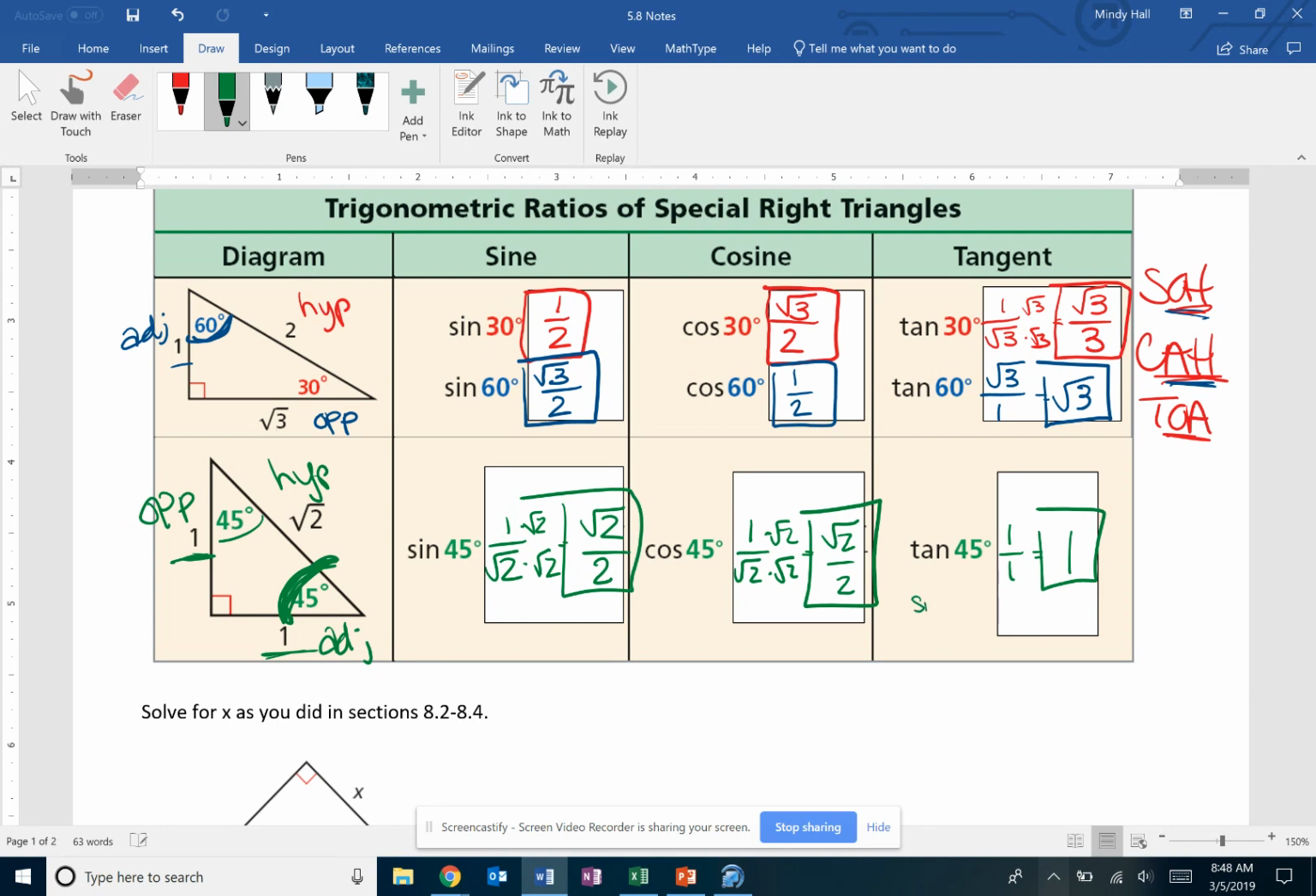And tangent is actually, fun fact, also sine over cosine. So if you know that your sine and your cosine are the same, then you know it's going to be 1. And that can help you when you're doing your tangent of 30s and 60s too if you want to use it later.